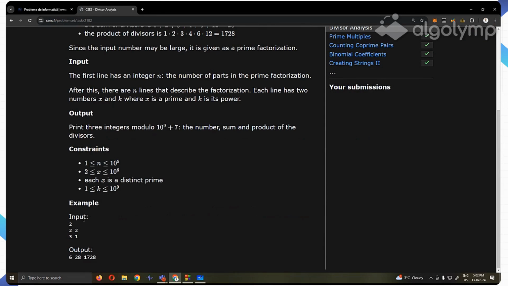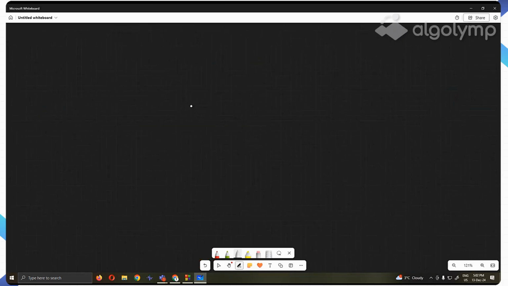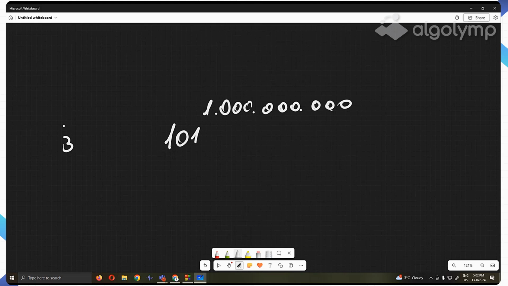For example, it gives you n as 2 to the power of 2 times 3 to the power of 1. It's just that the numbers given to us are large: each number x is up to 1 million, and the powers go up to 10 to the power of 9. That's why we want to display the answers as remainders when divided by 10 to the power of 9 plus 7. In this case, we will want to calculate things like 101 to the power of 1 billion, then 3 to the power of 1 billion, and also 2 to the power of 1 billion. Then it becomes very slow.